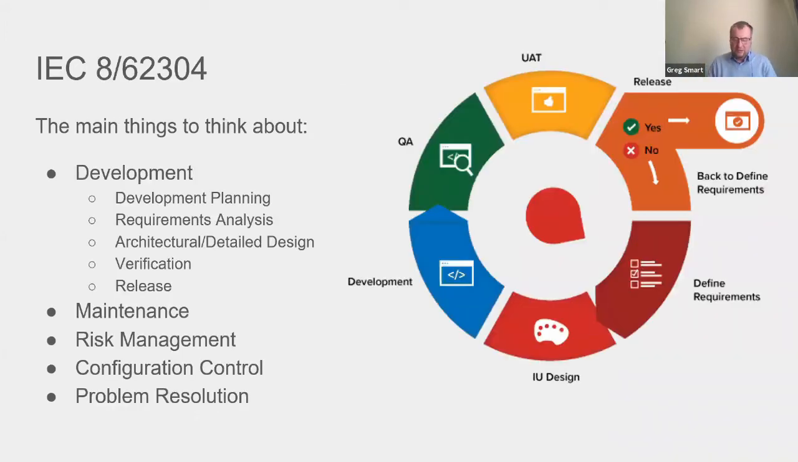The final set of standards to think about, you'll be pleased to know, are the development standards. 62304 and 82304. Remember, 62304 is software associated with a physical device. 82304 is software that is standalone. As I say, they broadly speaking say the same things. And they're really focused on the development life cycle. They don't dictate a particular life cycle or methodology.